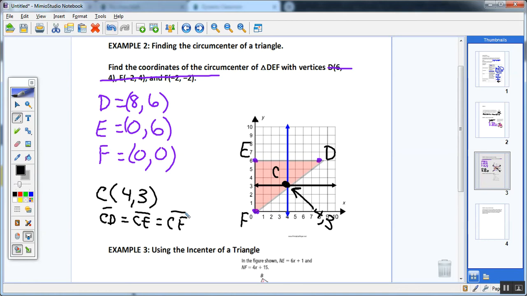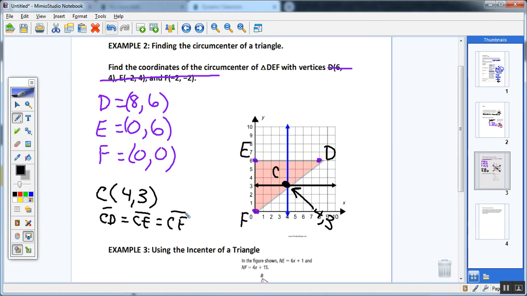Check this out, kids. Let's just do C to D. What's the change in X from 8 to 4? 4. What's the change in X from 3 to 6? 3. Okay. What's the change in X from 4 to 0, from C to E? 4, and the change of Y is what? What's the change here? And every time I do the distance formula, I'd be plugging in 4 squared plus 3 squared. They're all the same. That point is the same distance.